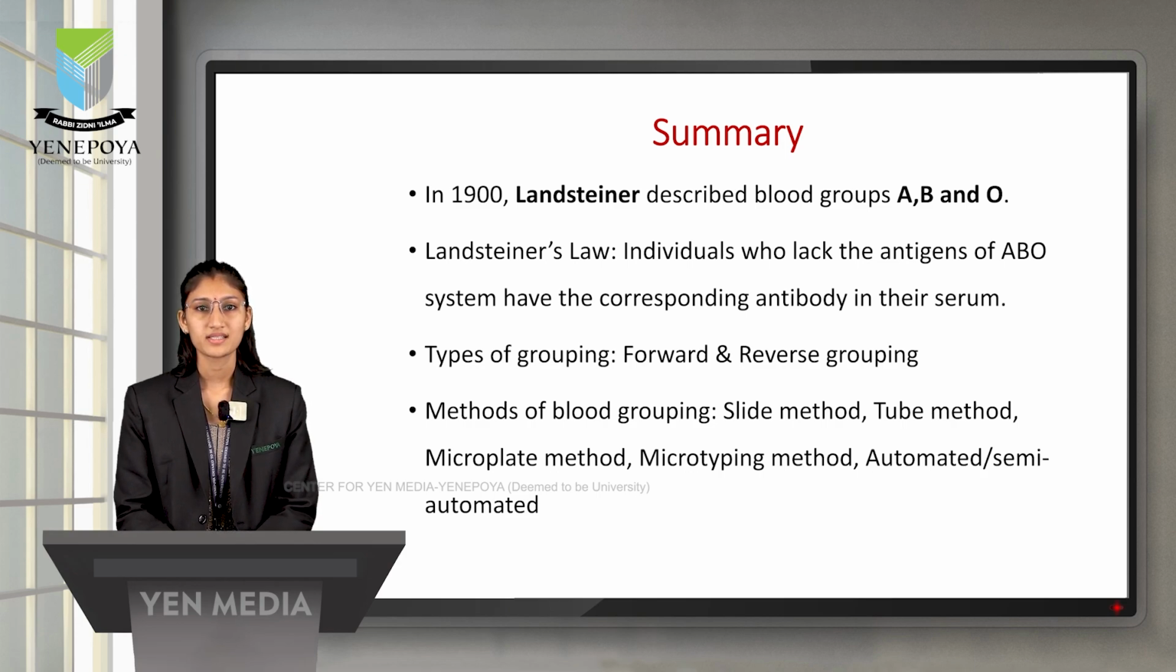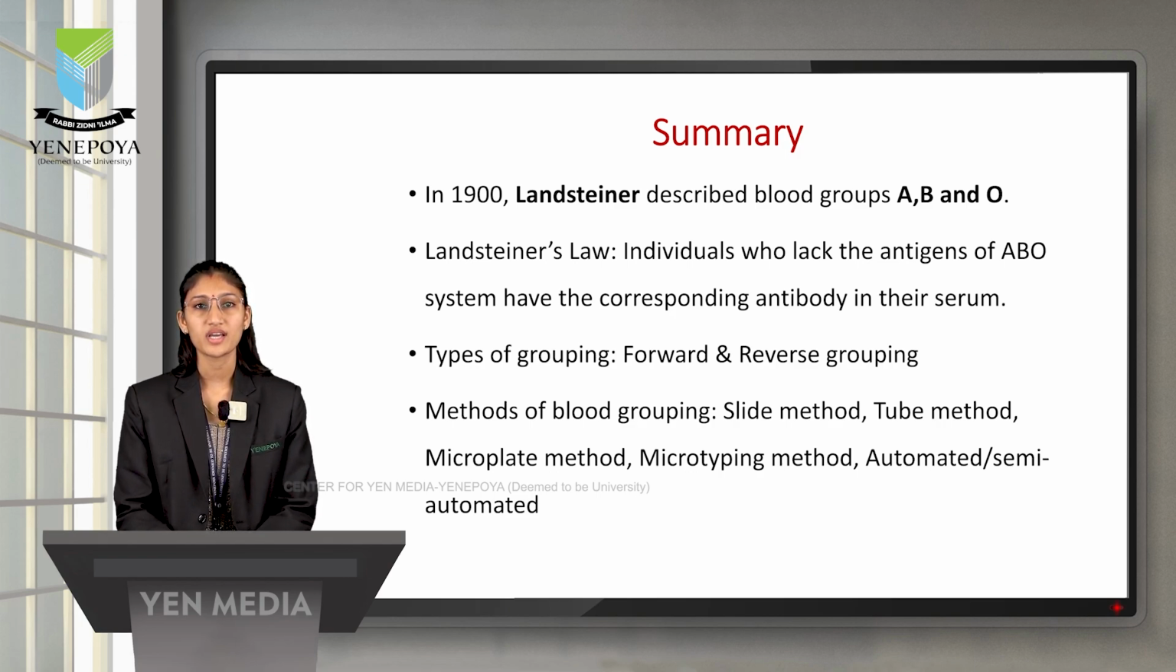Let's summarize this topic. Landsteiner described the ABO blood group system in the year 1900, and later the remaining groups were described by his associates. It depends upon Landsteiner's law, which states that an individual who lacks the antigens of the ABO system will have the corresponding antibody in their serum. We have mainly two types, forward grouping and reverse grouping. The methods used for blood grouping are the slide method, tube method, microplate method, microtyping method, and automated or semi-automated methods.